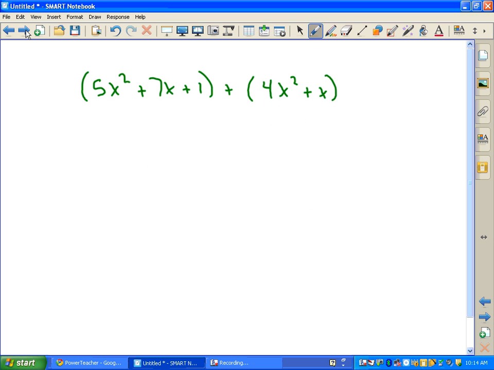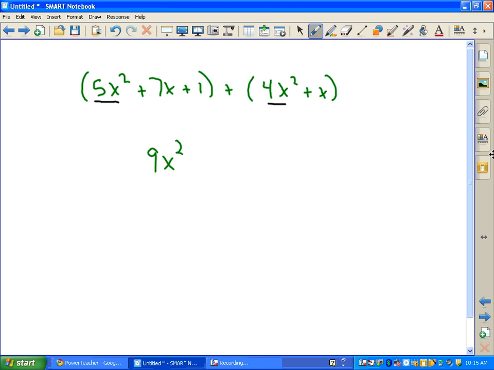So let's look at another one here. Same thing. This is all set up for us. We just have to add these polynomials. So I look at the first terms. I've got a 5x squared and a 4x squared. Both x squareds, add them up. 5 plus 4 is 9. So I have 9x squared.